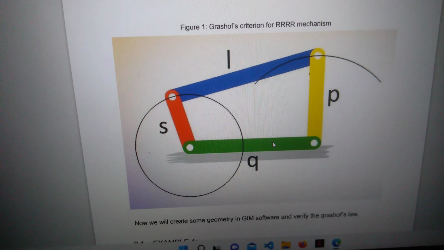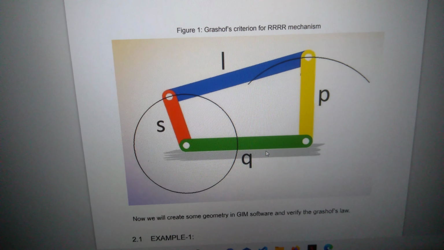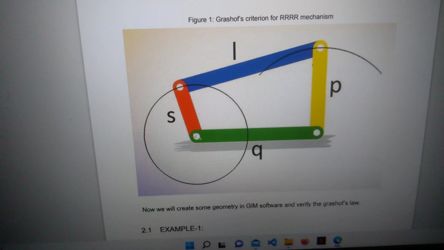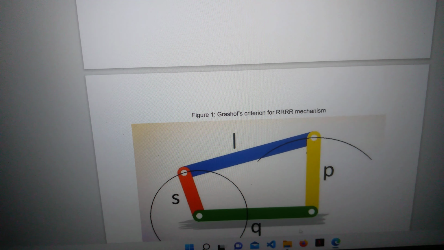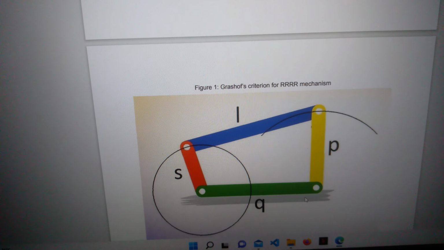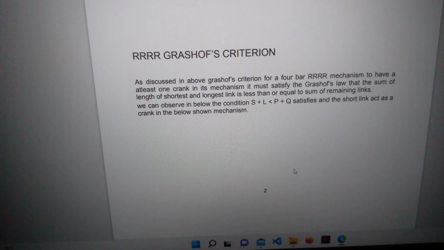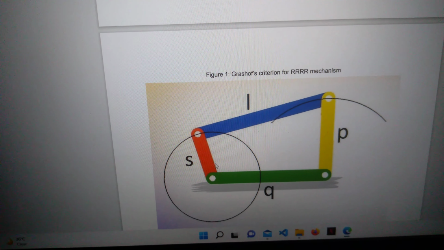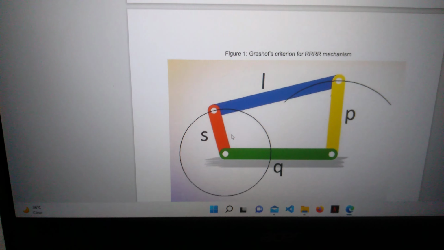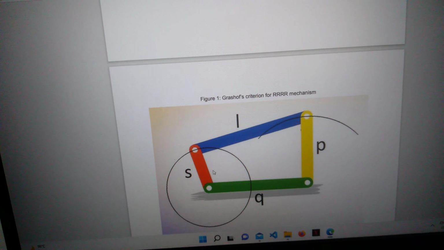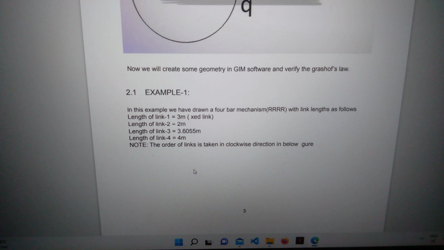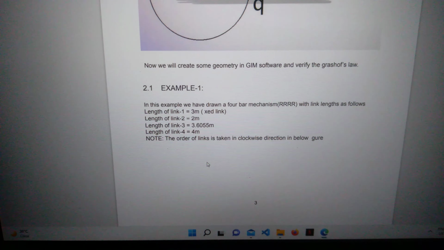So, sir, this is the rough sketch which I could find online, sir. Here, as you can see, S denotes the shortest link, and P, Q, and L are the others. As we have written, P plus Q should always be greater than or equal to S plus L. Only after this condition is met will the Grashof criterion be satisfied, sir. Now, sir, we can create some geometry using the GIM software and verify the Grashof law.